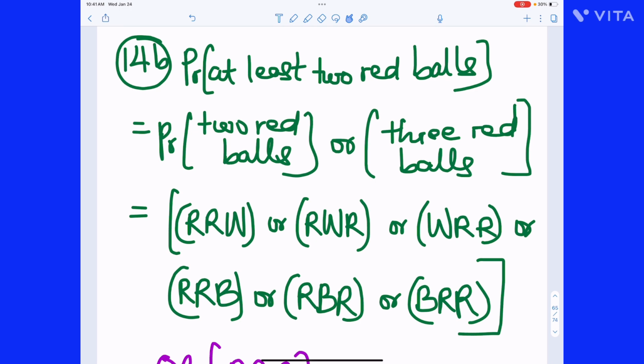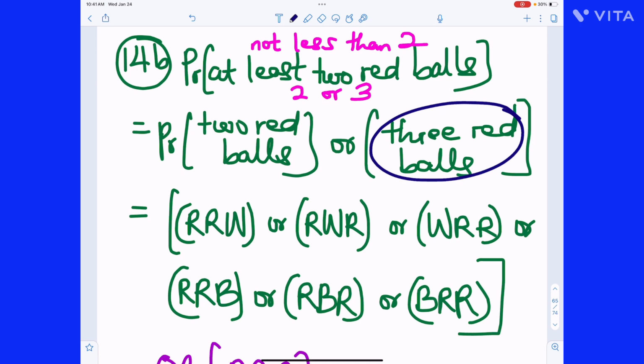Probability of picking at least 2 red balls. At least 2 red balls means 2 or 3 red balls. At least 2 means not less than 2. So the probability of picking at least 2 red balls is the same as the probability of picking not less than 2 red balls. There are many different ways this can happen. You could pick 2 red balls or pick 3 red balls. In how many ways can you pick 2 red balls? There are many ways.